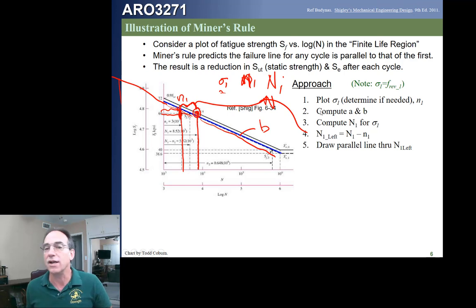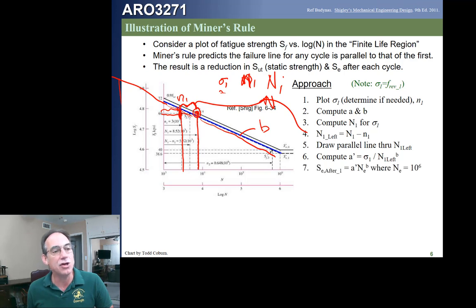So now what we're going to do is calculate a new intercept for that n left by plugging in our B and our n left and our sigma 1. Then we can calculate a new endurance limit. It's going to change the endurance limit. It's down here when we slide this curve, changing the endurance limit.